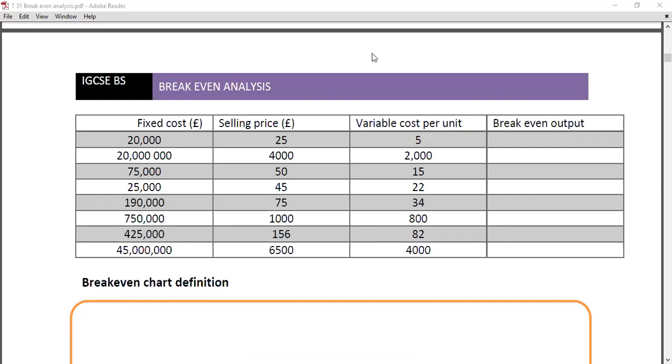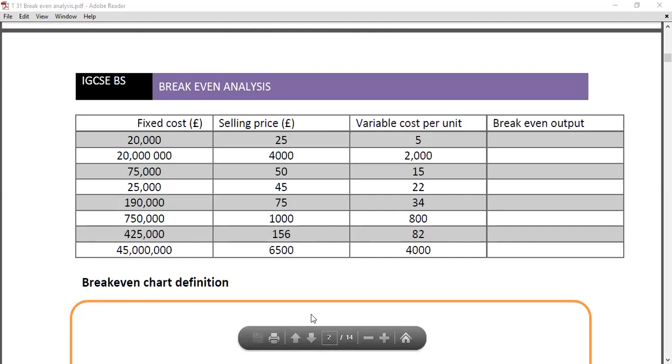Okay. Next question I'm asking from Tevin. Fixed cost 90,000, selling price 75, variable cost 34. That's how to do it: 190,000 over 75 minus 34. Because here also the answer has a decimal value. Yeah, answer 4634. Correct.